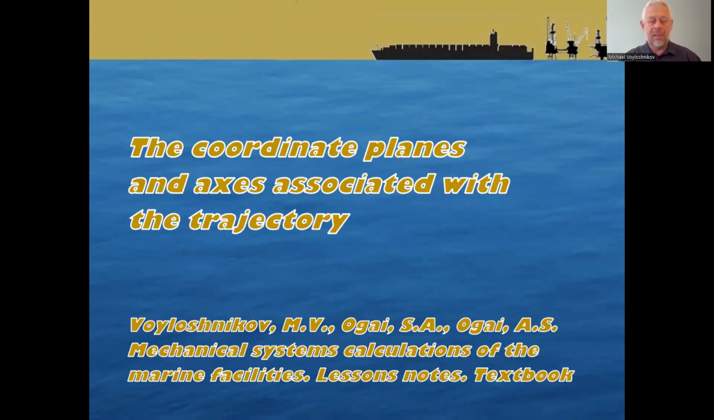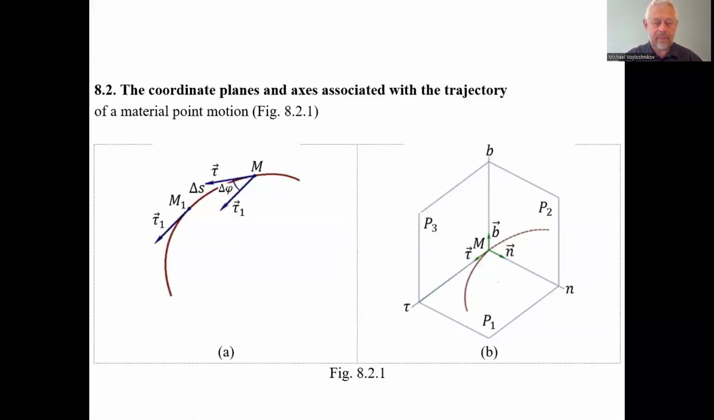The coordinate planes and axes associated with the trajectory, article 8.2 of the book Mechanical Systems Calculations of the Marine Facilities. We consider the natural way of assigning the motion of the point in mechanics and kinematics. So let's consider the trajectory shown on the figure H21. So we have the point M.